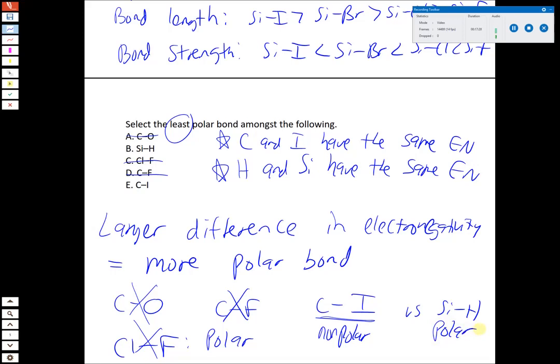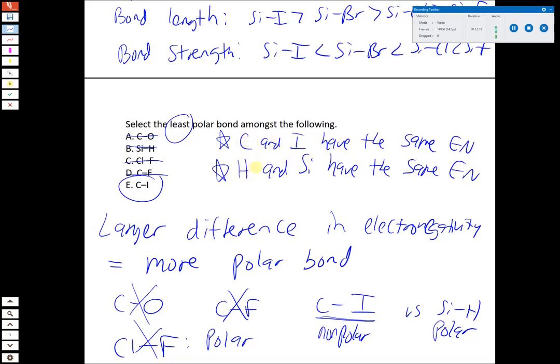We've established that carbon-iodine is nonpolar, so this is going to end up being our choice for the least polar. Again, this is a difficult one to do, but if we keep these benchmarks in mind, carbon and iodine have the same electronegativity, hydrogen and phosphorus have the same. Those are useful ones to remember because if you take organic chemistry, you look at even more of these. Bonds between carbon and halogens are very common: carbon-fluorine, carbon-chlorine, carbon-iodine, carbon-bromine, and so on.